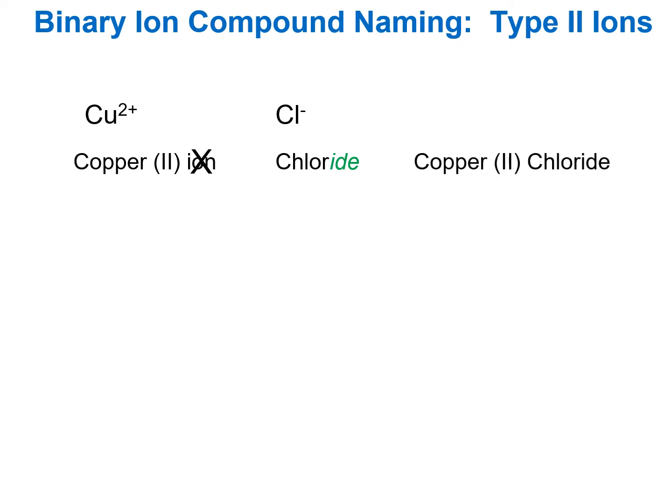Just that simple. And can we come up with a formula for copper 2 chloride? Well, if we know how to use red and blue switcheroo, indeed we can. We need 1 copper and 2 chlorines, and we are done.